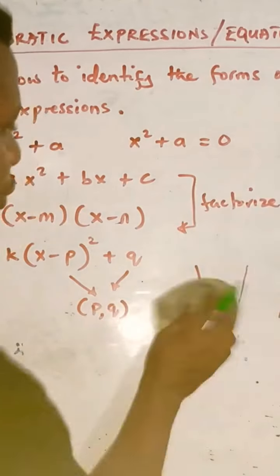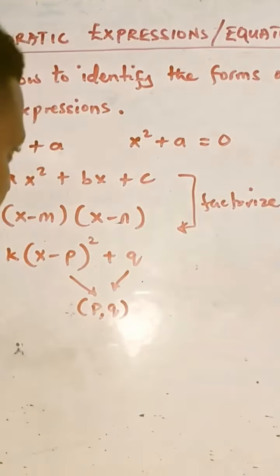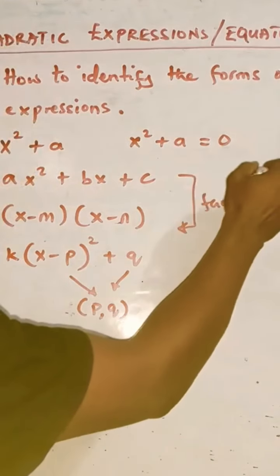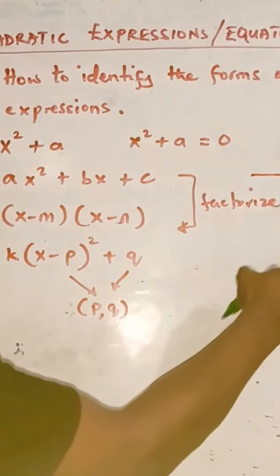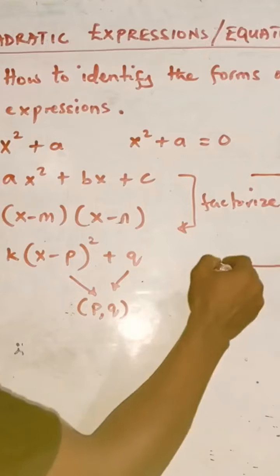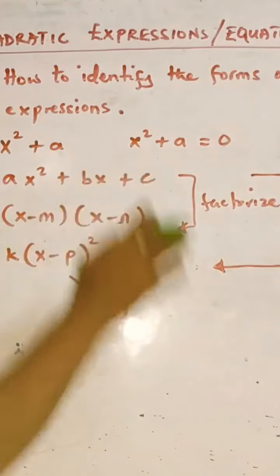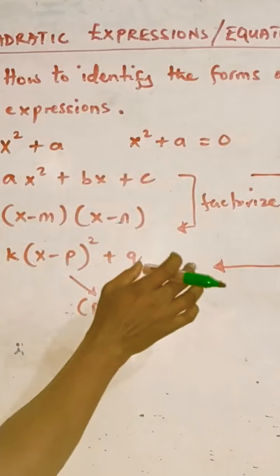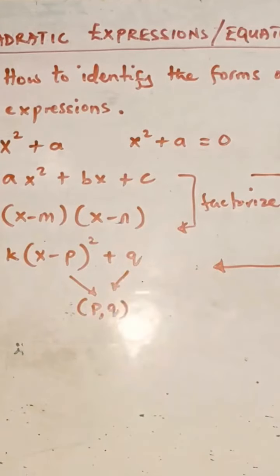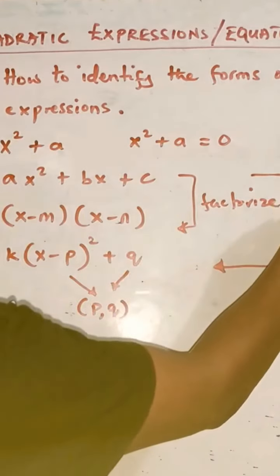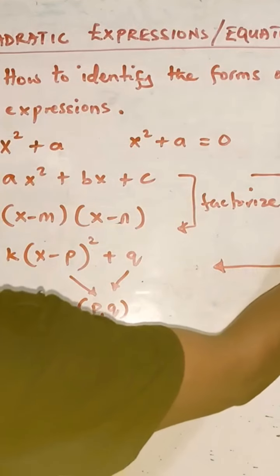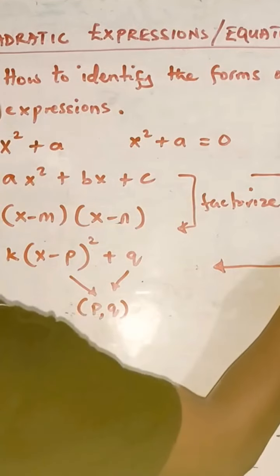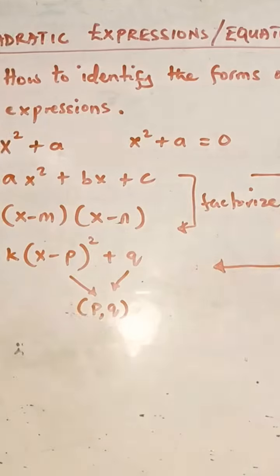And whenever we change from this general form to this vertex form, we say we are doing completing the square. We are going to break this down later, completing the square.